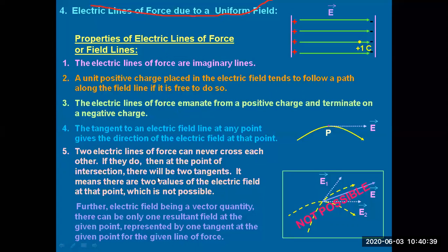So 5 points. I'll tell you the letters: I, E, S, T, I. You can remember it. I stands for imaginary lines. E stands for the electric field follows a path along the charge. S stands for electric field lines start from positive and end at negative. T, tangent in an electric field gives the direction of the electric field at that point. And the fifth point, two electric field lines will never intersect each other.